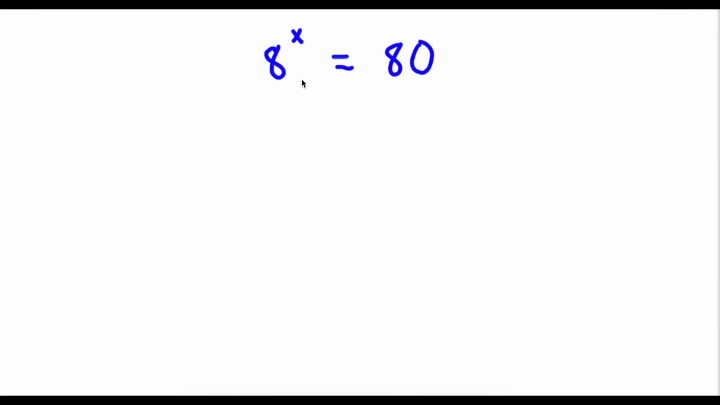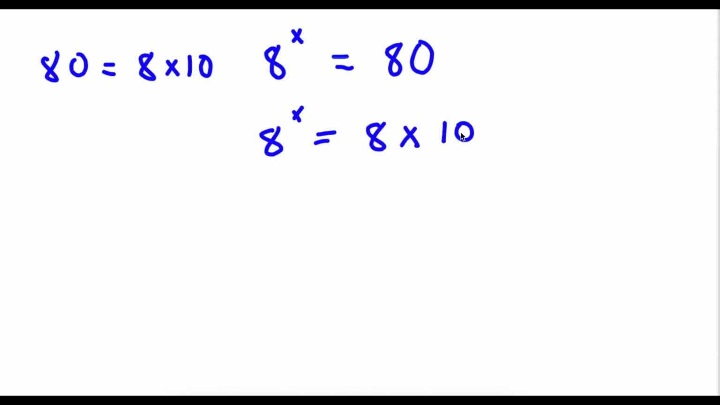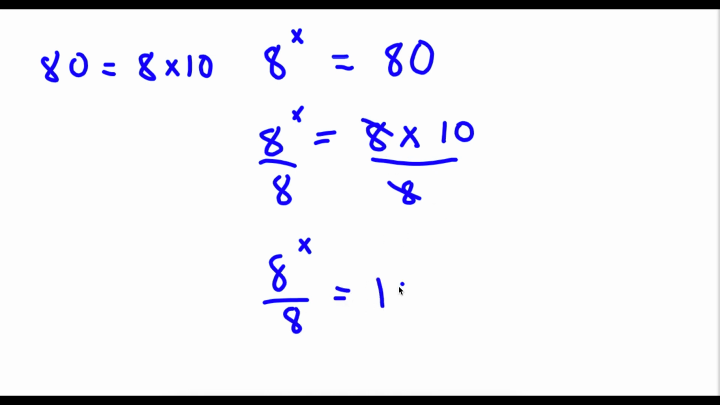Alright, so I have 8 to the power of x is equal to 80. Now, the first thing I'm going to do is 80 here. This is the same thing as 8 times 10. So I'm going to replace 80 with 8 times 10. So now I have 8 to the power of x is equal to 8 times 10. Now I can go ahead and divide both sides by 8. So I have 8 to the power of x over 8 is equal to, these two cancel out, so simply 10.